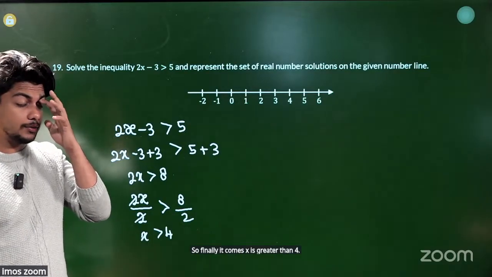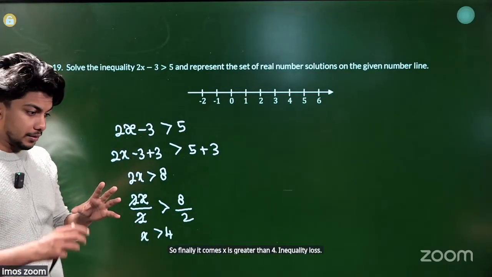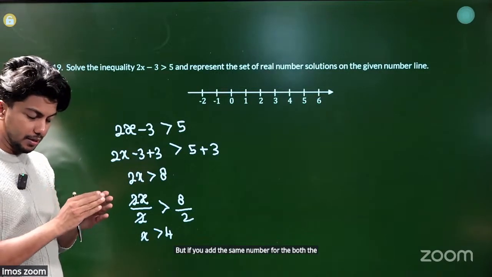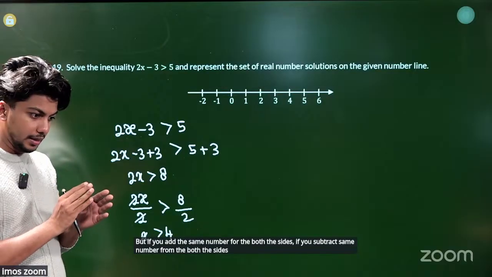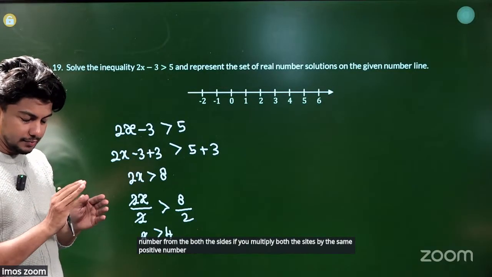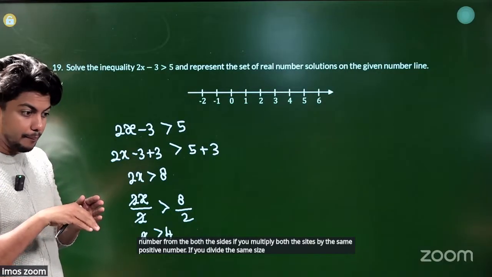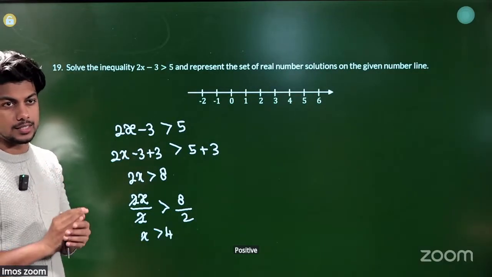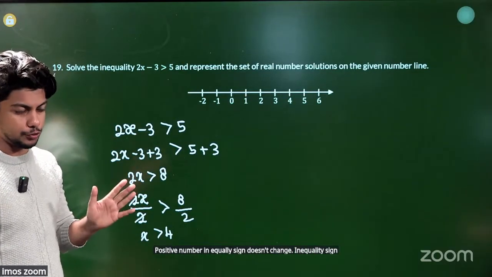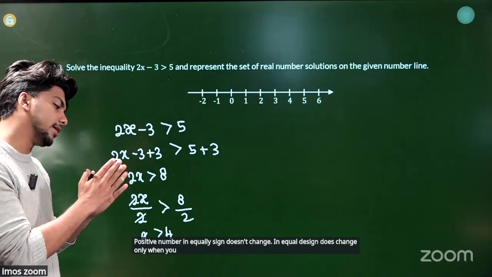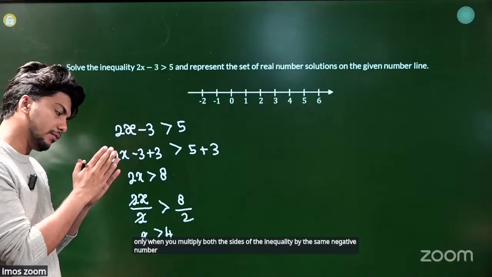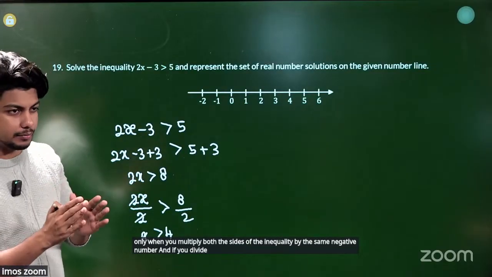Inequality laws: if you add the same number to both sides, if you subtract the same number from both sides, if you multiply both sides by the same positive number, if you divide both sides by the same positive number, the inequality sign doesn't change. The inequality sign changes only when you multiply both sides of the inequality by the same negative number, or divide both sides by the same negative number.